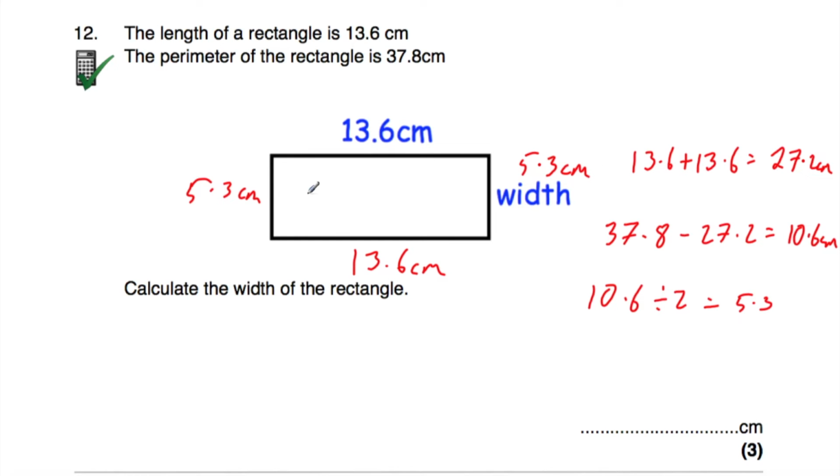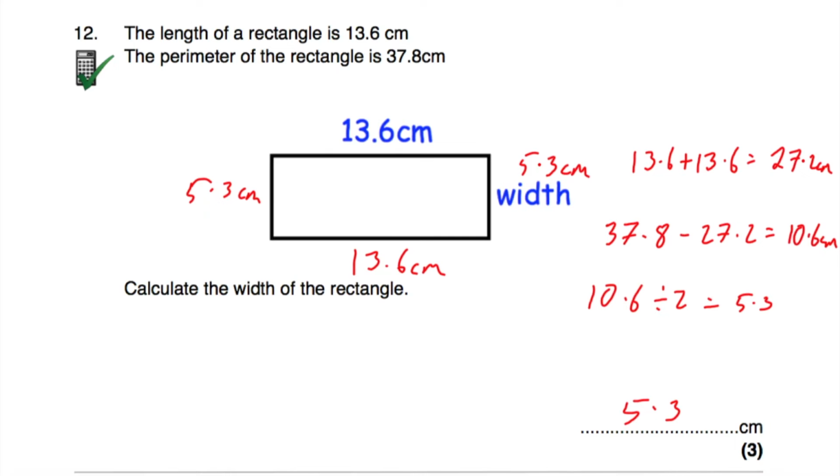And let's just check our answer. If we do 13.6 plus 5.3 plus 13.6 plus 5.3, that's equal to 37.8 centimetres, and that's it. So the width of the rectangle is 5.3 centimetres, and that's it.